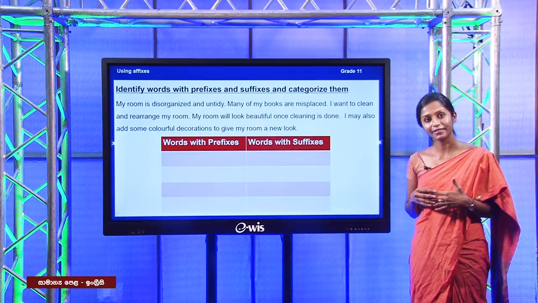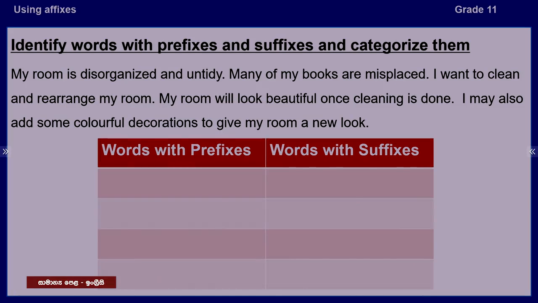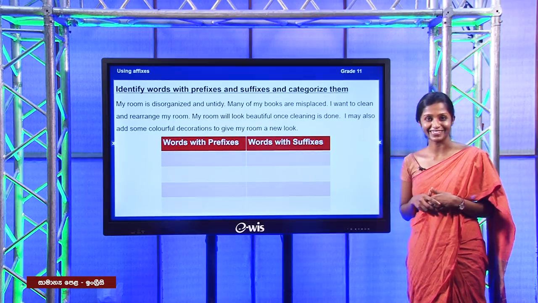I will read the paragraph with you. My room is disorganized and untidy. Many of my books are misplaced. I want to clean and rearrange my room. My room will look beautiful once cleaning is done. I may also add some colorful decorations to give my room a new look. A good thing to do on holidays.